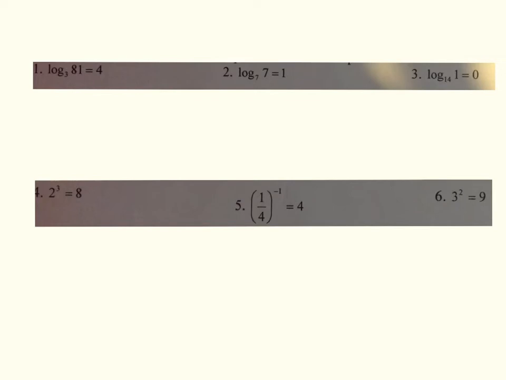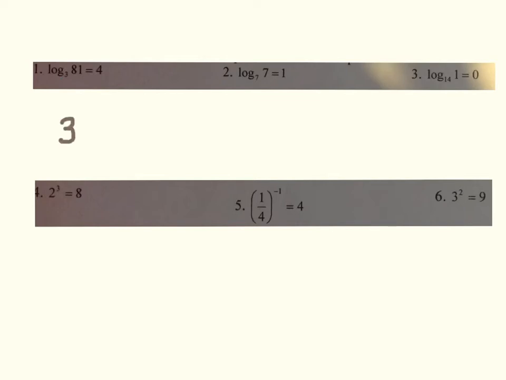So what we want to do first is try some of these. I want to take numbers 1, 2, and 3 and change them from logarithmic form into exponential form. So I'm going to take this log and change it into an exponent. I like the swirly. I know that whatever the base of the log is becomes the base of my exponential.